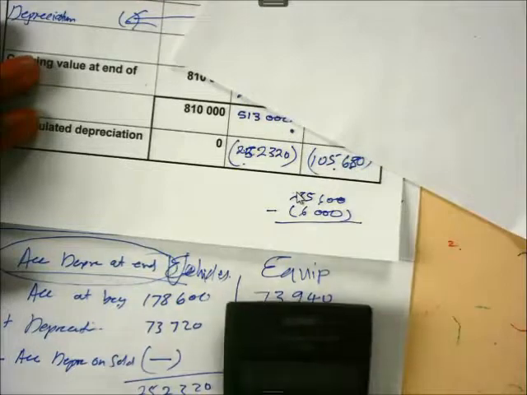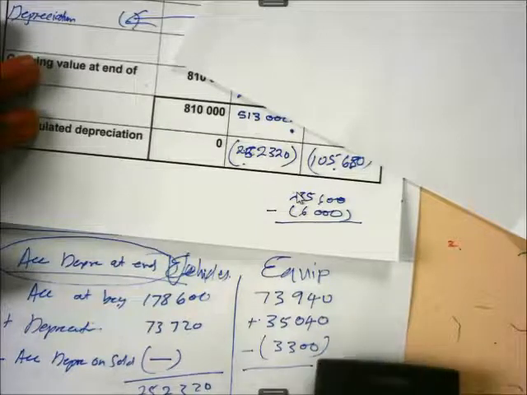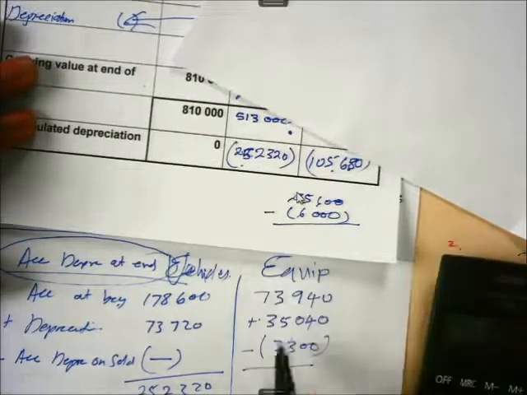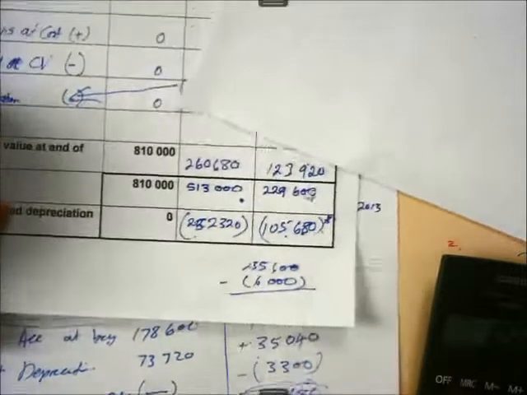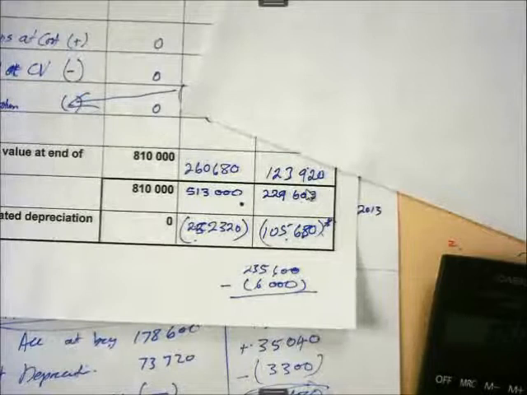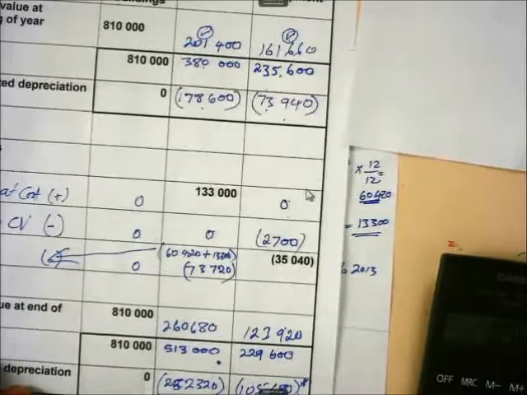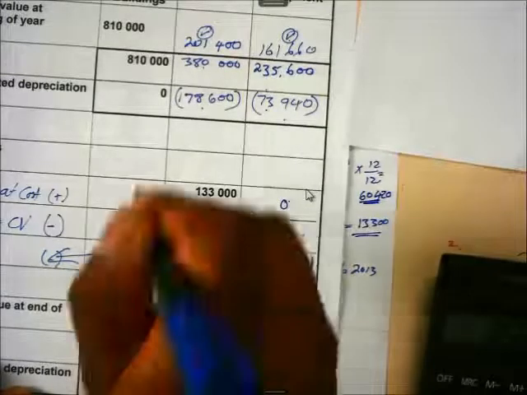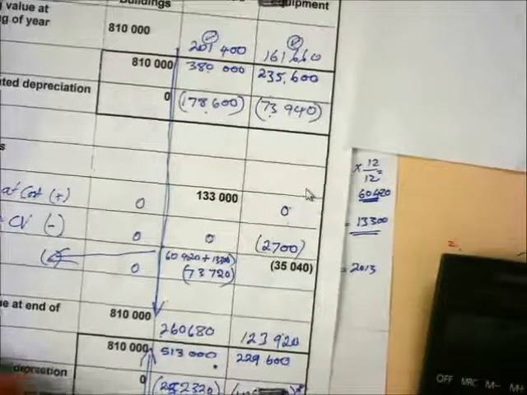We have 73,940 plus 35,040 minus 3,300. And there you are, 105,680, which is the same as that amount. You can check for yourself. When you work this way, you still get to this amount, and when you work this way, you still arrive at this amount.